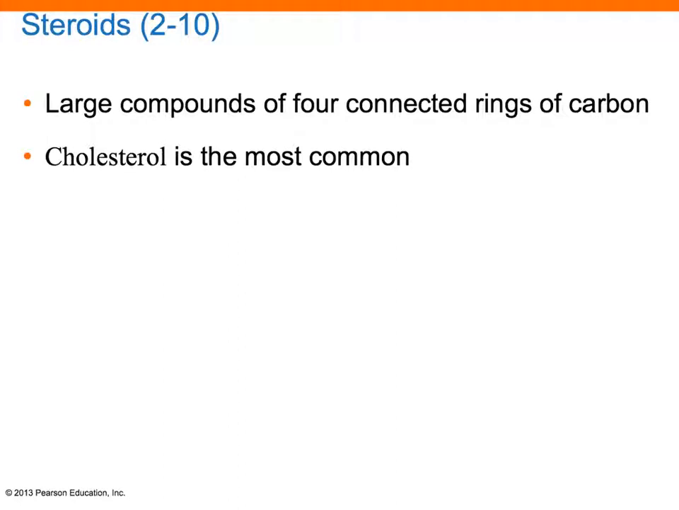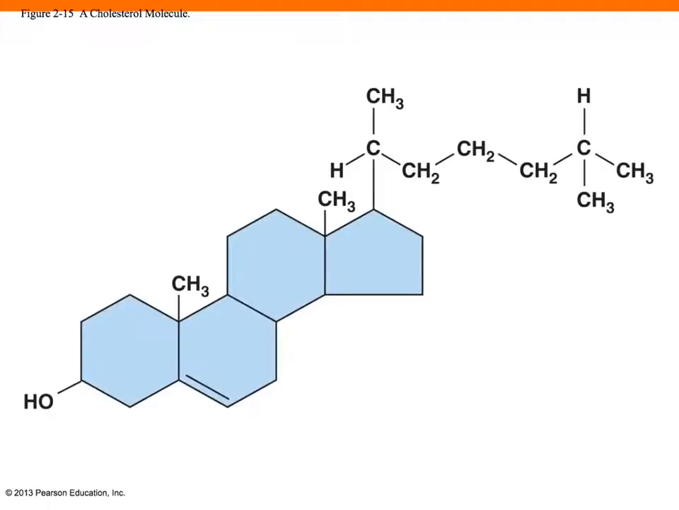Steroids are the next lipid compound. They're large compounds of four connected rings of carbon. Cholesterol is the most common steroid, and it's necessary for the sex hormones. Here we see an illustration of the cholesterol molecule.